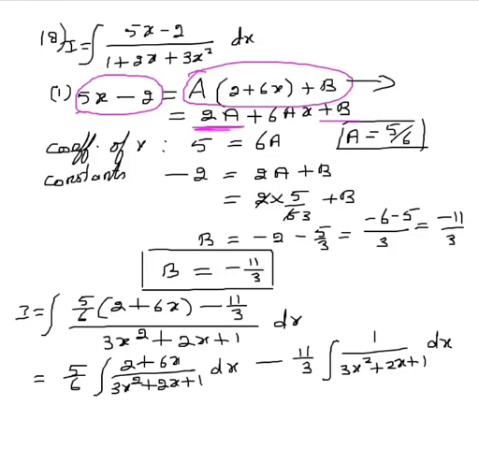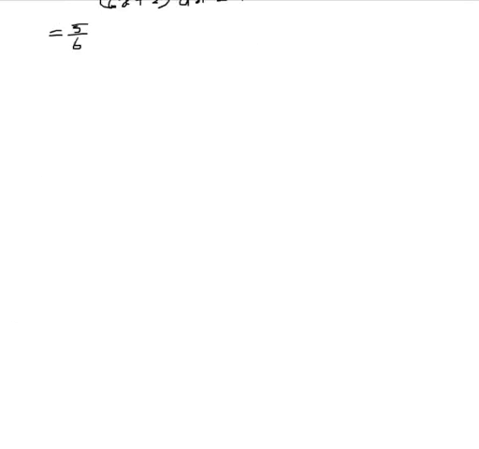The third step is, the first integral has to be done by taking the denominator as t, the second one by completion of squares. Let us substitute 3x square plus 2x plus 1 as t. Differentiate. We get the numerator, see? That's how we have split, okay? So 5 by 6 integral, the numerator becomes dt and the denominator is t, minus 11 by 3. I am taking 3 out from the denominator.